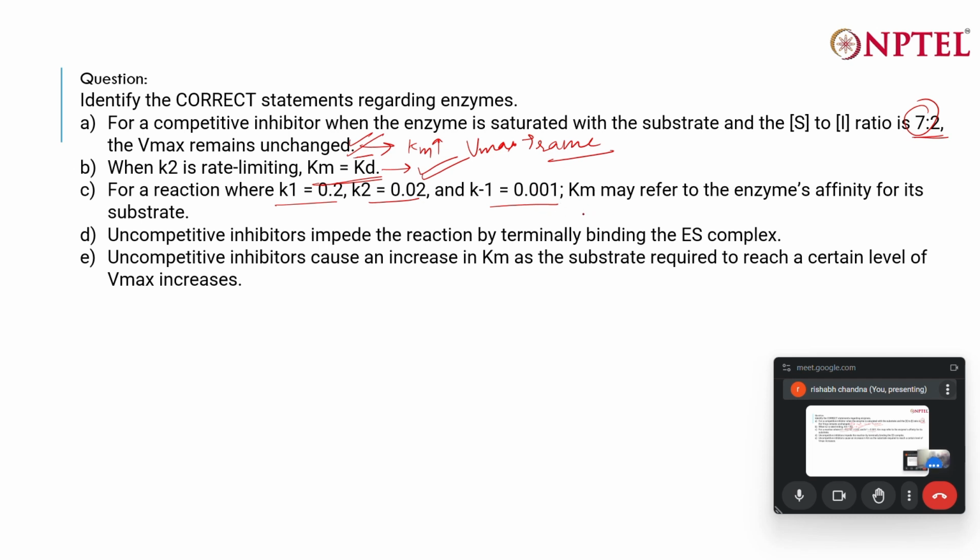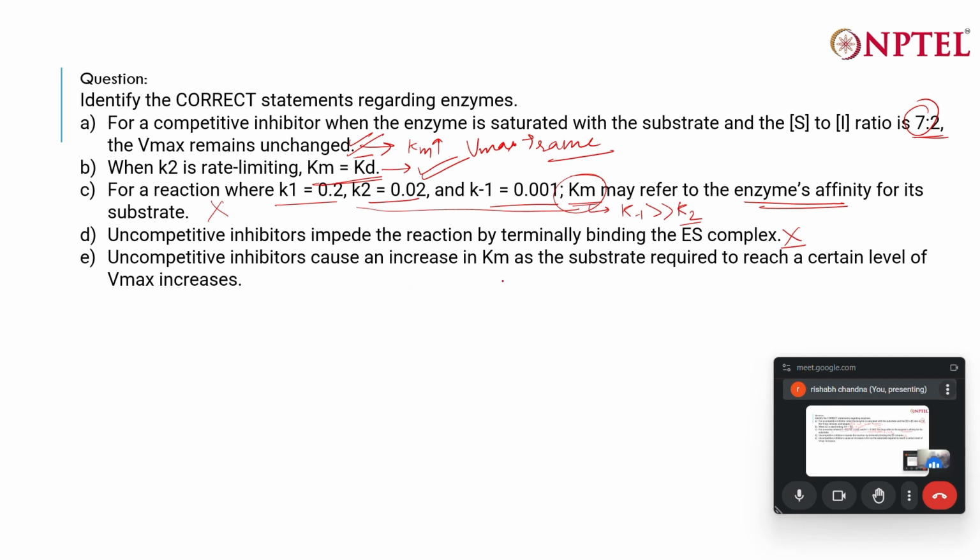In this case, when Km is referred to as the enzyme affinity, K minus 1 must be very very greater than K2. Then the enzyme affinity can actually be represented by Km. But here we can see that it is not very much greater than K2, so this statement is false. Uncompetitive inhibitors impede the reaction by terminally binding to the ES complex. No, this is not a correct statement.